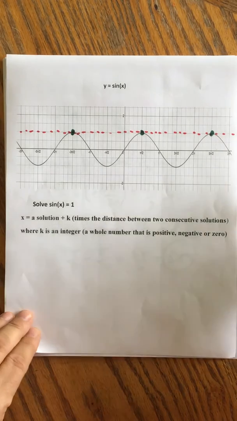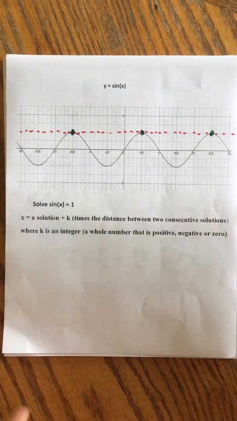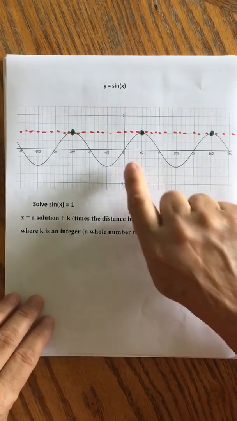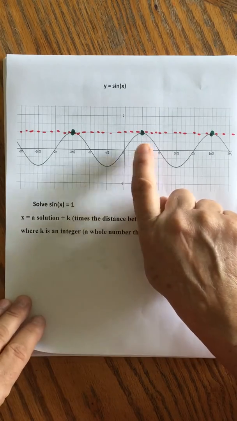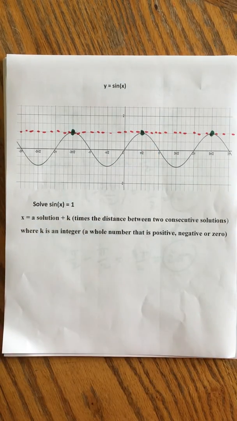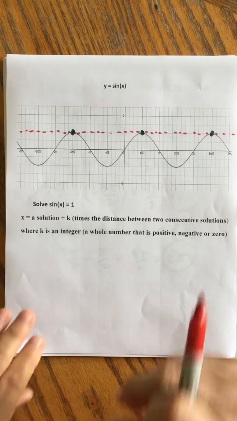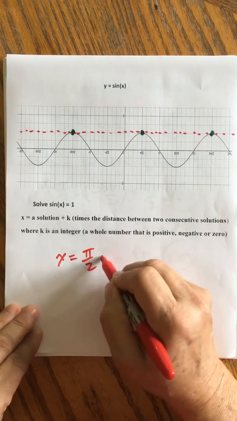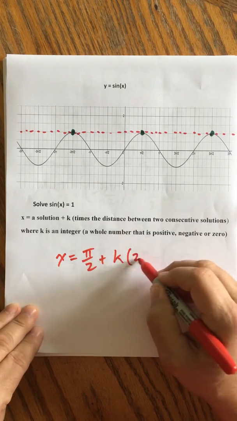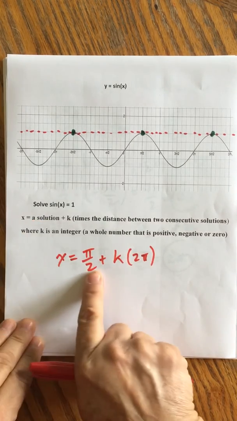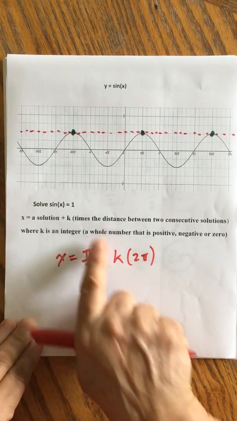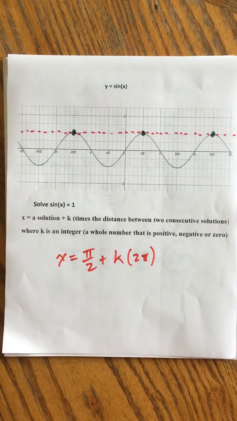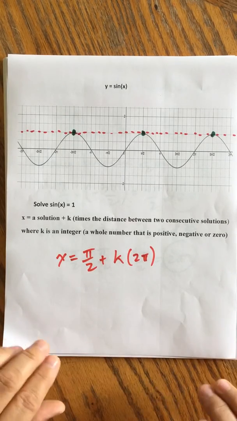Now, even though you could use any solution that you want to start at, I could start at 5 pi over 2 if I wanted to, most books will start at the first positive solution closest to 0. So what they'll do is they'll say the solution set is x equals pi over 2 plus k times 2 pi, right? So here's your solution, pi over 2 plus k times the distance, 2 pi, all right? And that's actually fine, but again, most books really like to make it a little prettier.